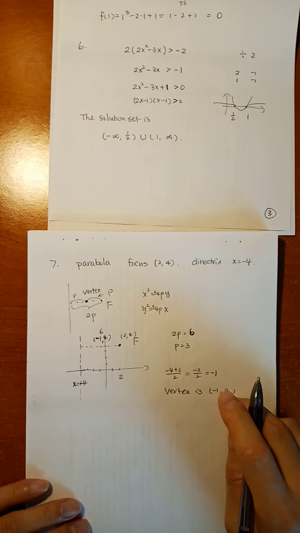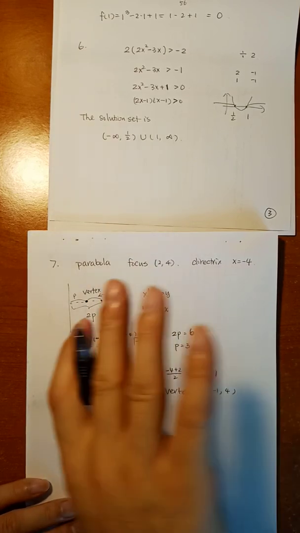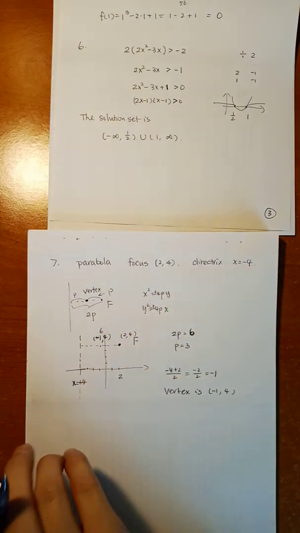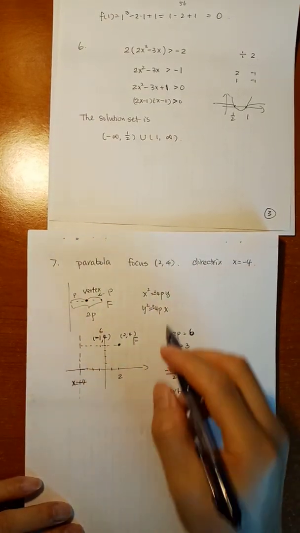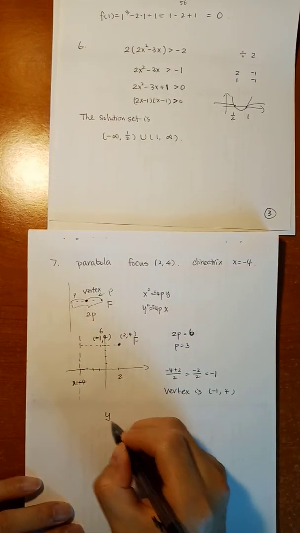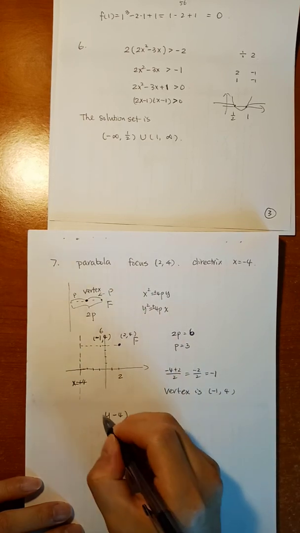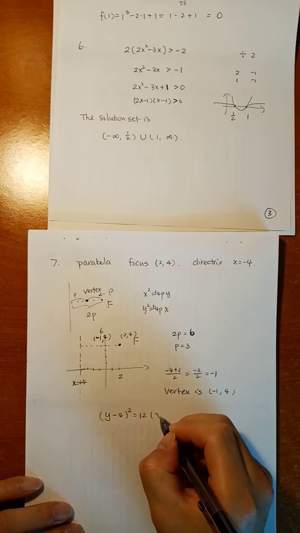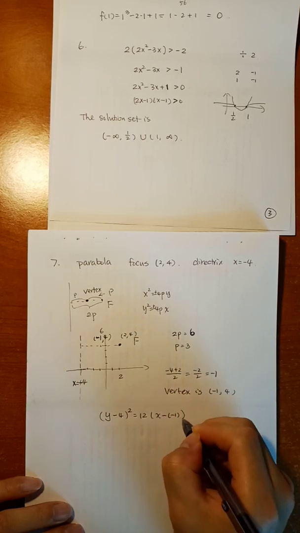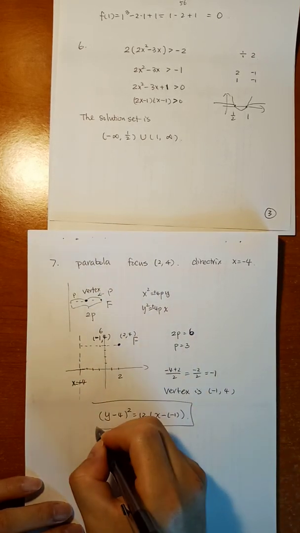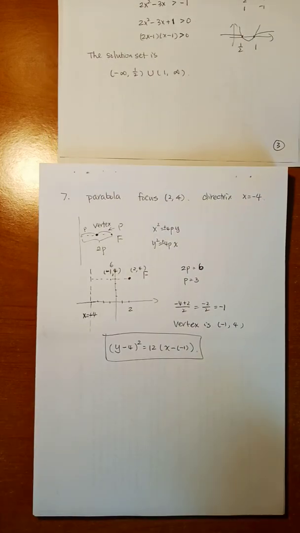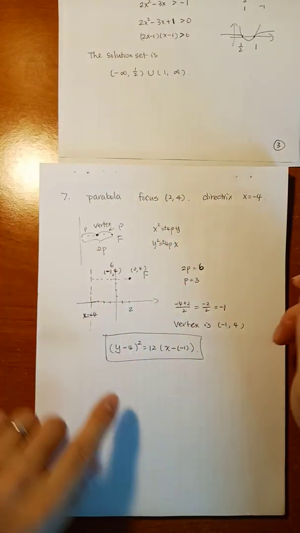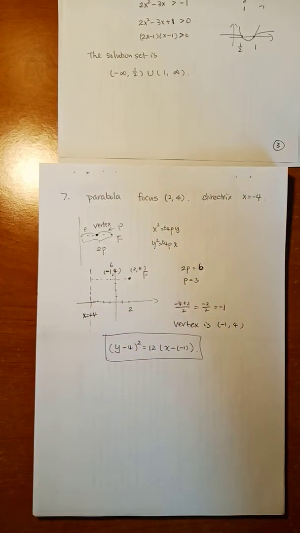Okay, so you get the vertex, you get p, and you see here it's a horizontal parabola opening right. So it's this way. y minus 4 squared is equal to 4p, 12 times x minus negative 1. Don't simplify it. Opens right to the positive x, so it's positive x.